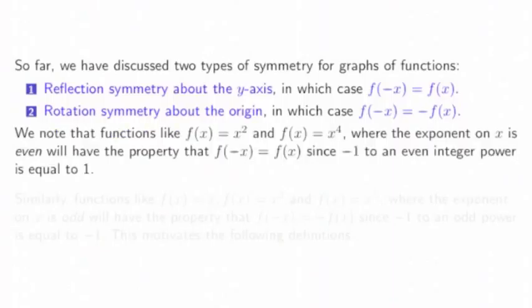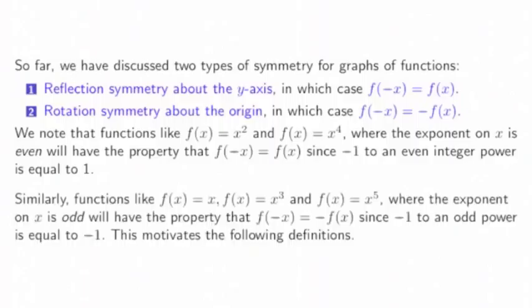We note that functions like f of x equals x squared and f of x equals x to the fourth, where the exponent on x is even, will always have the property that f of minus x is f of x, since minus 1 to an even power is equal to 1.